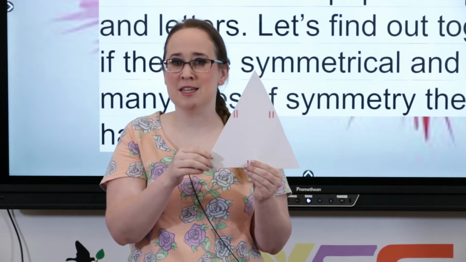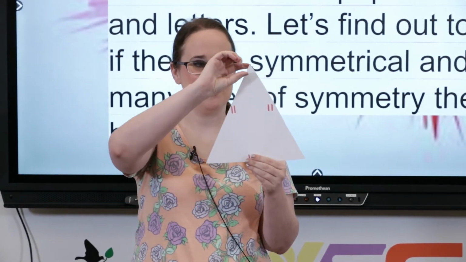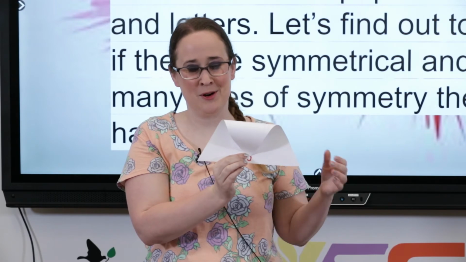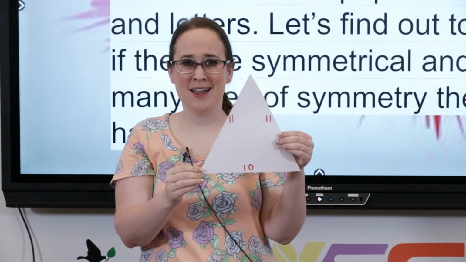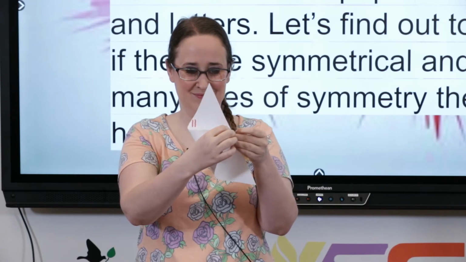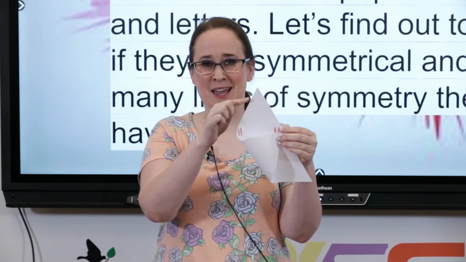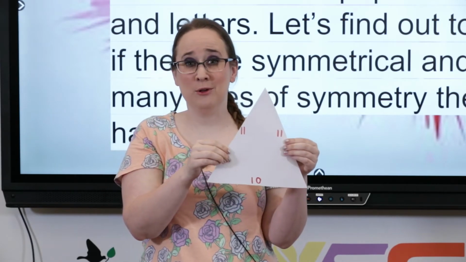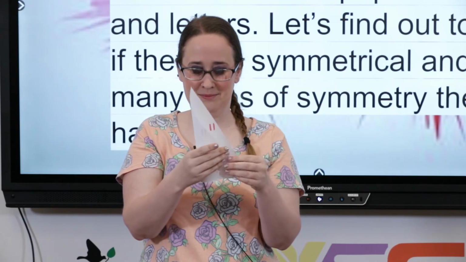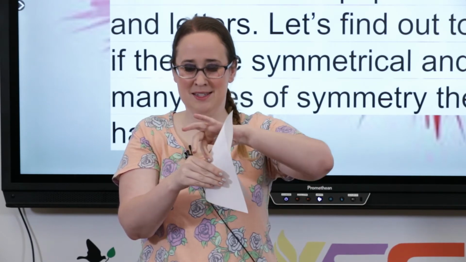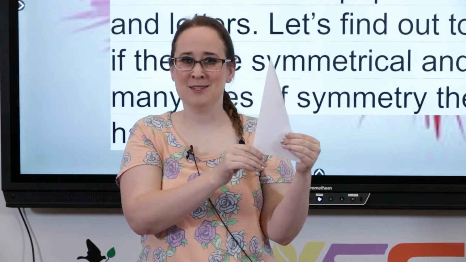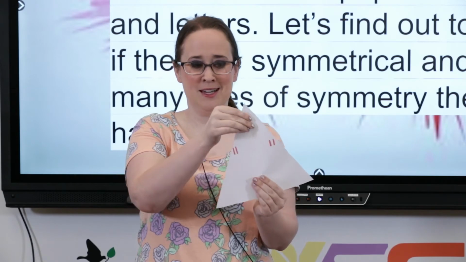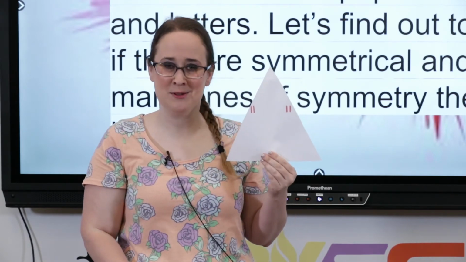First, let's try to fold this horizontally, top to bottom. That doesn't quite match up. That won't work. Let's try diagonal. Same thing. There's extra at the top and at the bottom. It doesn't quite work. But if we fold it vertically, we can see that there is one line of symmetry on this triangle. And the reason that worked is because two of our sides were equal.